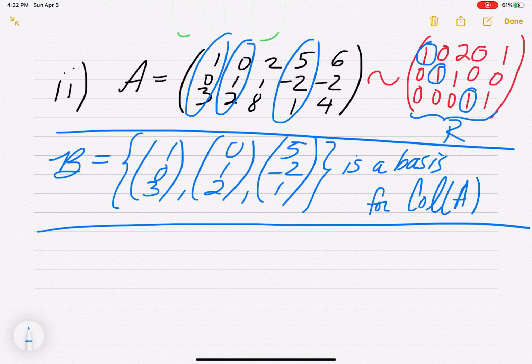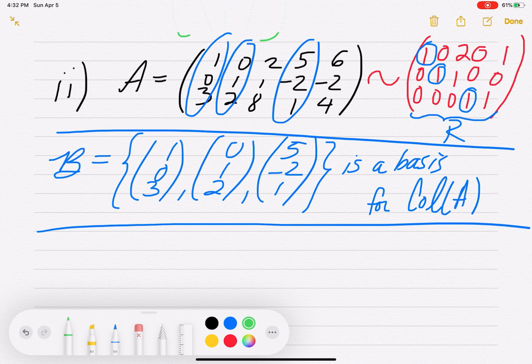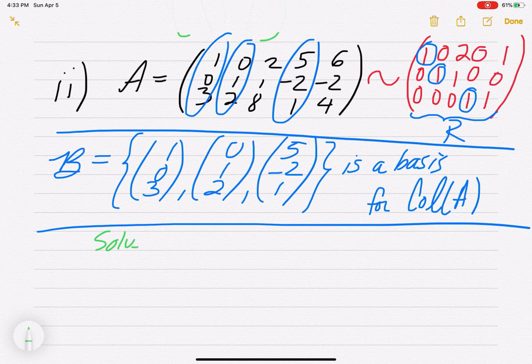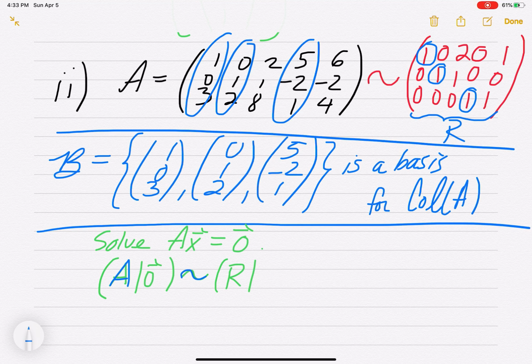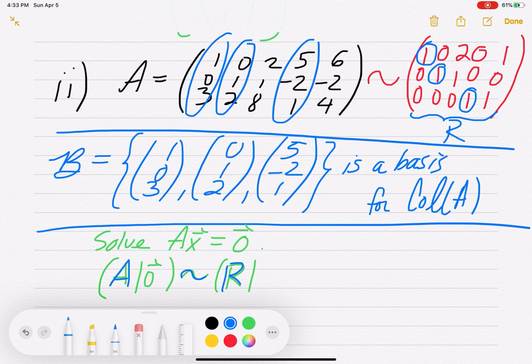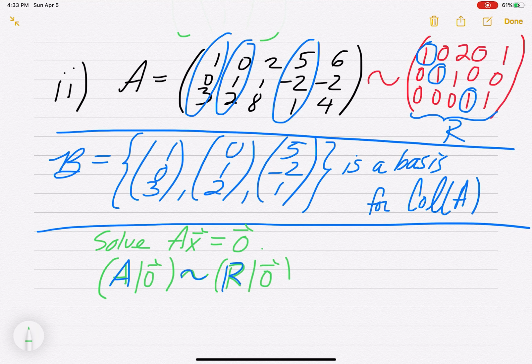All right, so now we're working on the null space. So we're going to solve AX equals 0, the homogeneous matrix vector equation, also called the homogeneous system. Right, so you take A augmented with the 0 vector. That's how you solve it. It's going to be equivalent to R, right? A row reduces to R. I mean, you could do that the long way, but we already know, we've already done it. Above, we already row reduced.